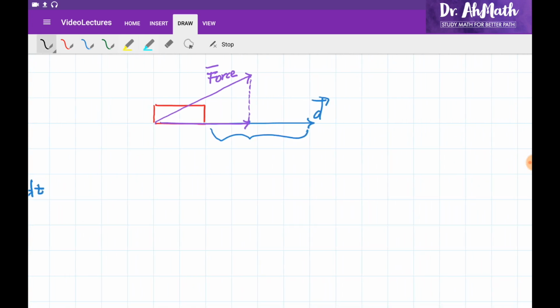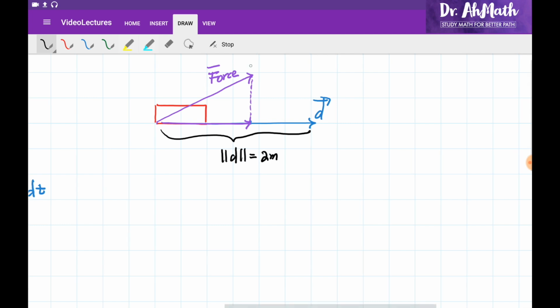So let's say we are given some object and we would like to move this object along this vector d for the distance which is the magnitude of this vector d. Let's say its magnitude is equal to 10 meters, and the magnitude of the force is equal to 5 newtons. And let's assume that the angle between this force vector and the vector which we have to move along is 60 degrees.